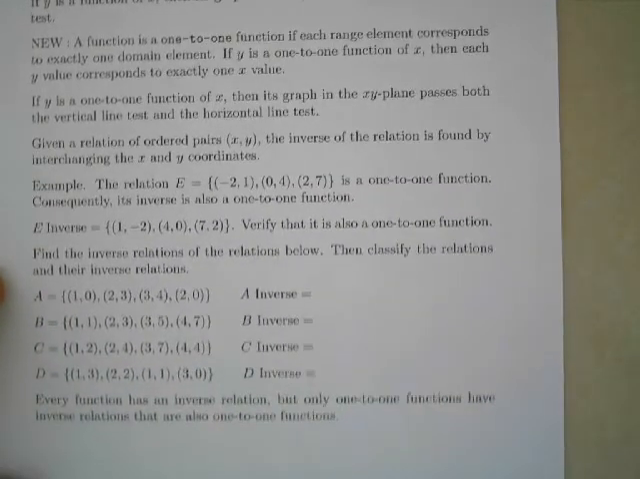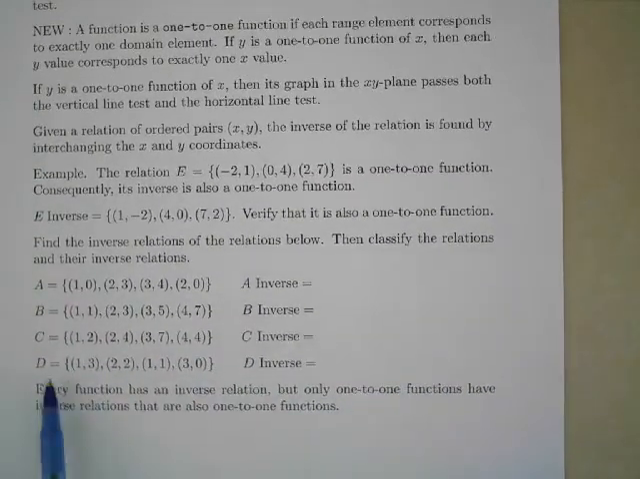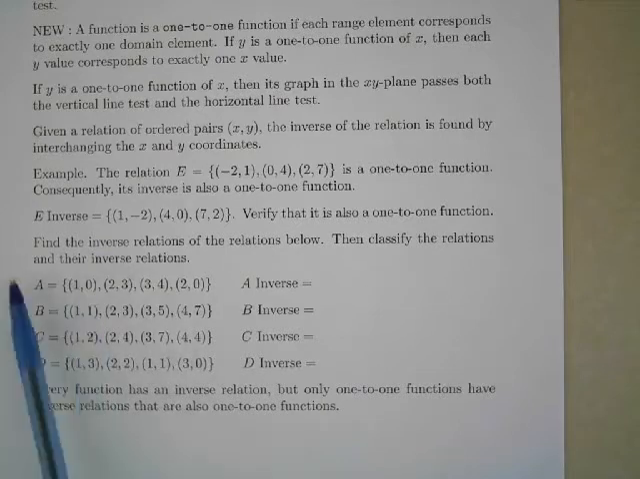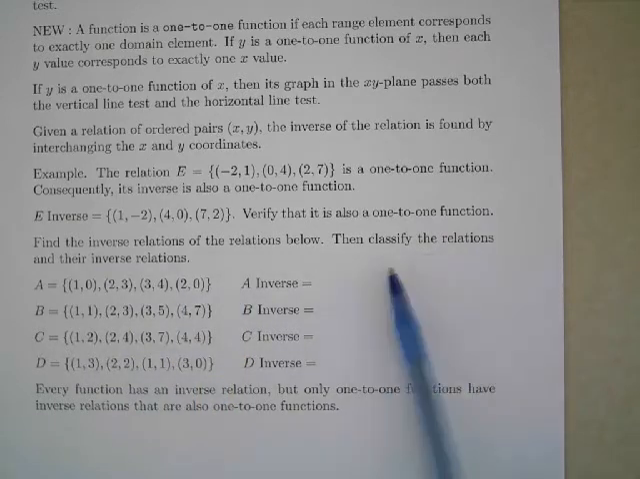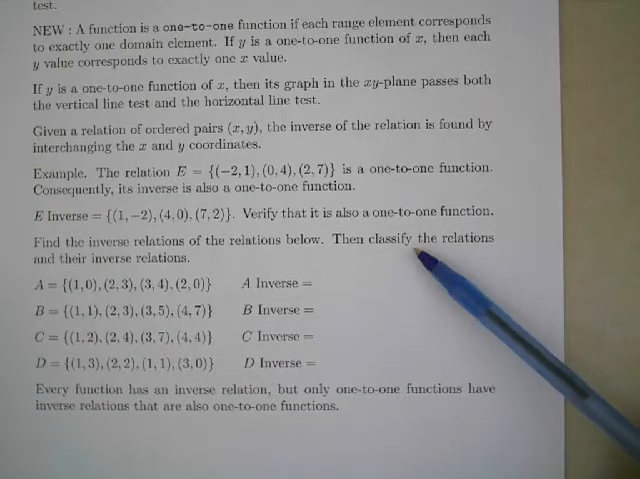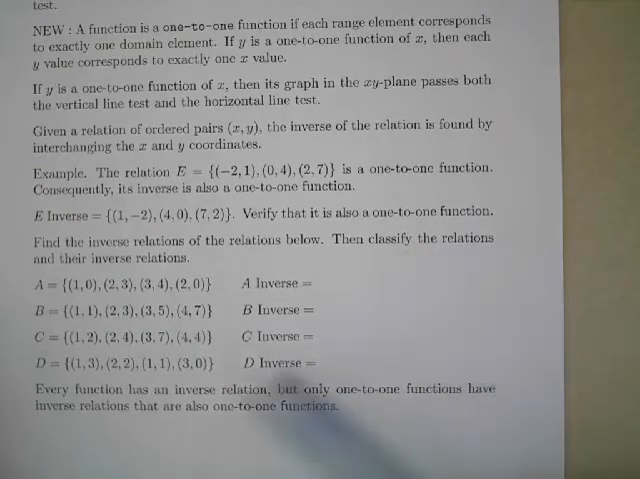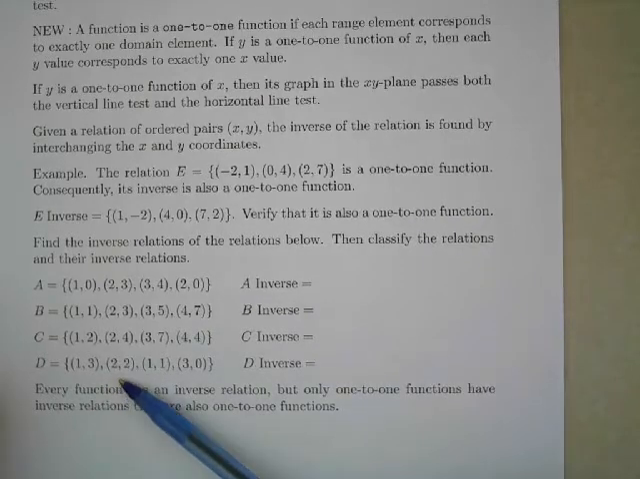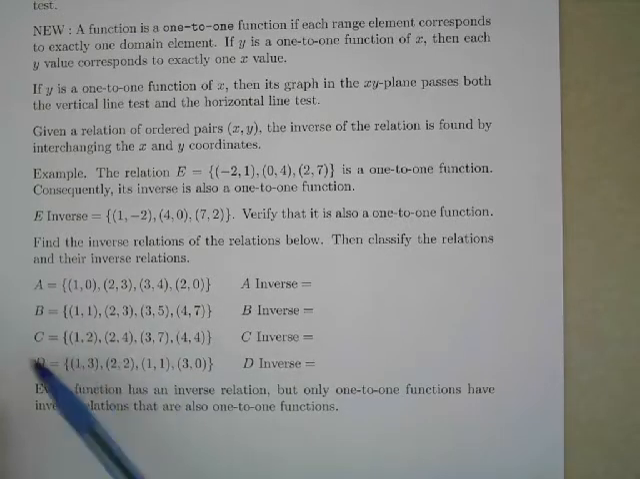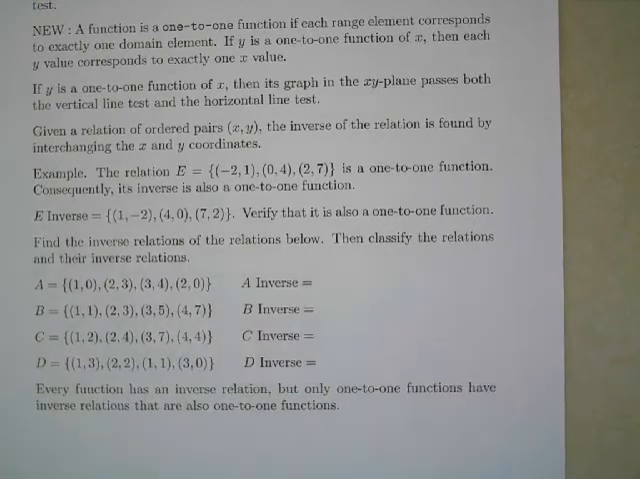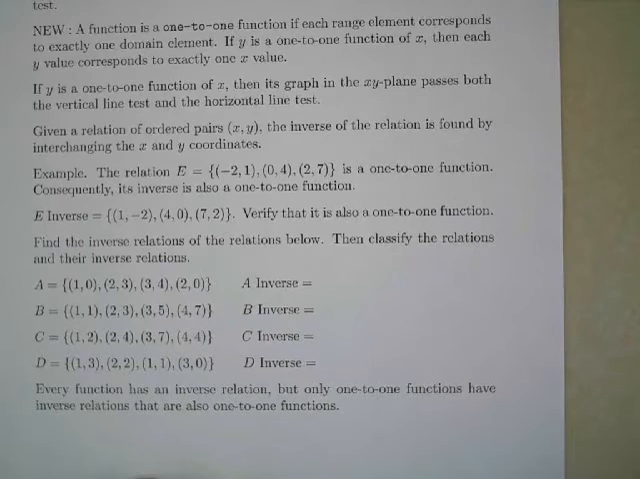In the next part, we have four relations. The directions say find the inverse relations of the relations below, and then classify the relations and their inverse relations. By classify, it simply means to determine if each of the relations is a function or not, and if it is a function, determine if it is a one-to-one function. We'll do that not only for the relations A, B, C, and D, but also for their inverses. But first, we will find the A inverse.